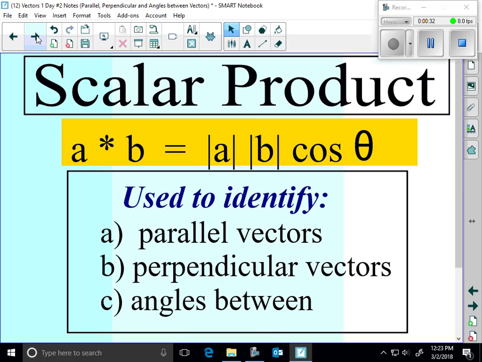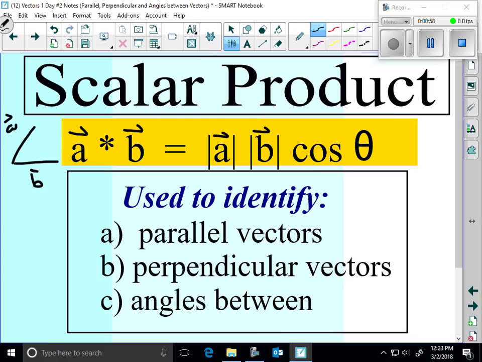Okay, so the scalar product, right? The scalar product A times B is equal to the magnitude of A times the magnitude of B times the cosine of the angle between A and B. What are A and B? They're vectors, right? So the scalar product is equal to the magnitude times the cosine of the angle in between. All right, so here's vector A, here's vector B, and here's theta, just to give you a general heads up on what you're looking at. We're going to use this to identify parallel vectors, perpendicular vectors, and the angles between them.